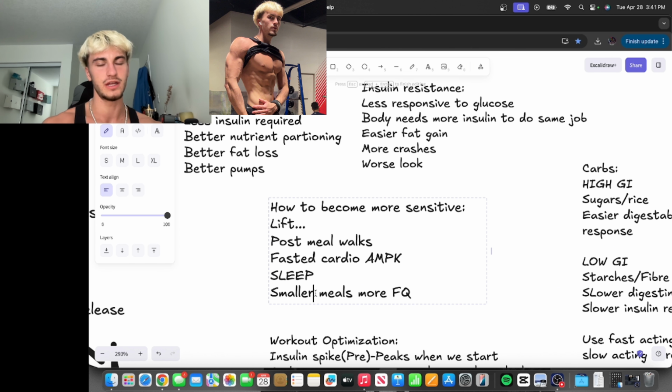Because the quicker you can digest it, the quicker the glucose goes to the bloodstream, and then the quicker insulin is triggered to bring that glucose somewhere to the muscles, right? Versus a low GI. So a lower GI would be starches, your potatoes, sweet potatoes. I threw fiber in here because fiber doesn't spike your insulin ridiculously, I don't think. Please don't quote me on that, but they're generally slower digesting.